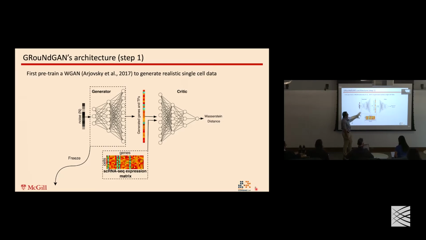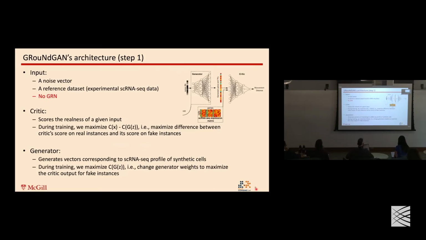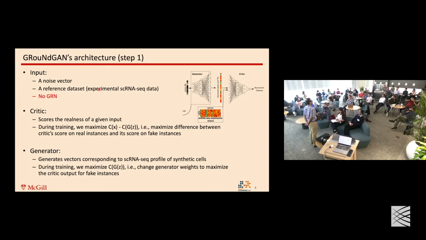Here we have the typical Wasserstein GAN, where we have a critic and a generator, and as input, we provide it with a noise vector at the beginning, and also a reference dataset that I talked about, but no gene regulatory network is provided as input. Exactly. So that's the only thing we do.